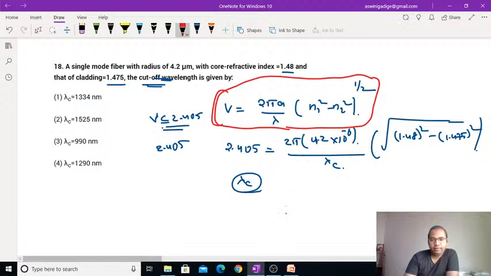Fine. So what is the answer you will get from this one? Of course, it is a very big calculation. I think you will get approximately 1525. Okay, so you just calculate, and whatever answer you get, please take that one.